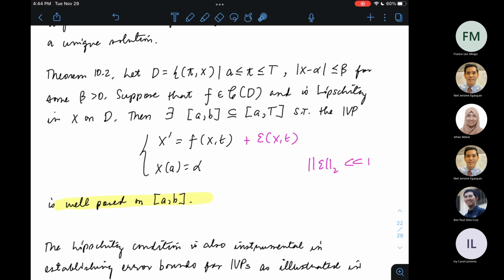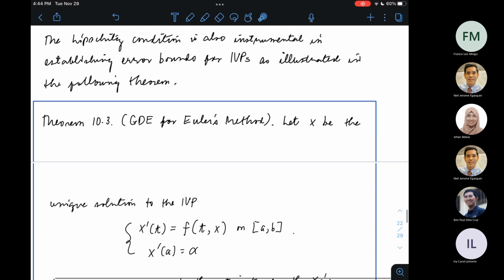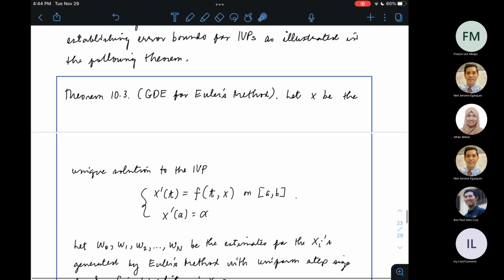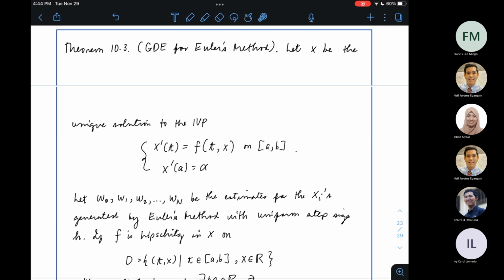But again, I'm going off script. Parang meron pa akong isang gustong sabihin. Hold on. Oh, there we go. This is what I want to see.